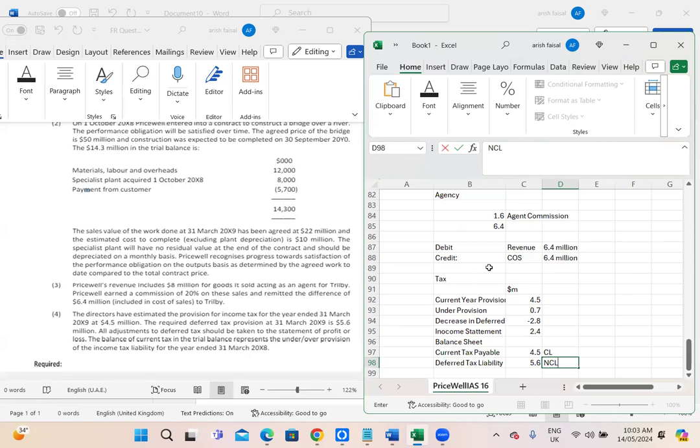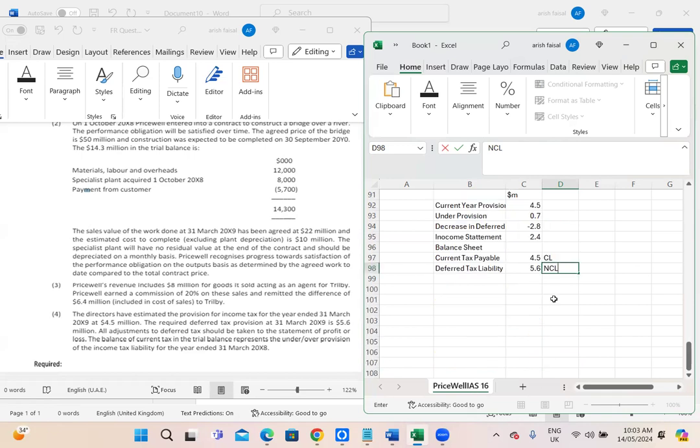So once that's done, now it's time to make up the final format for the income statement. Okay, so one second.